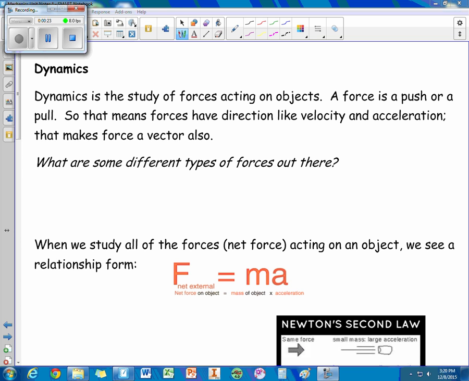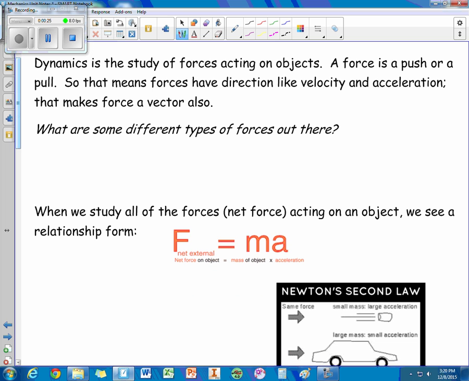So what are some different types of forces out there? Well, we have gravitational forces. We have tension forces. Tension force would be forces in ropes, strings, cables, things like that. We have elastic forces, so rubber bands, springs, things like that. And we can think of even more. So those are just 3 examples, but there are more out there.